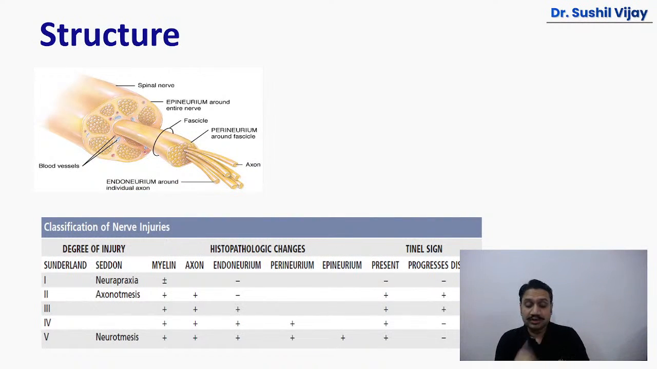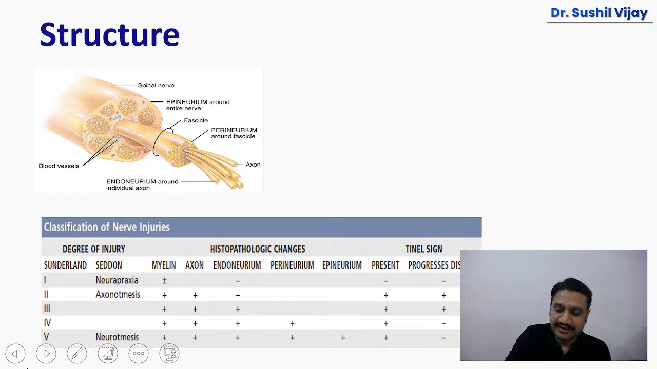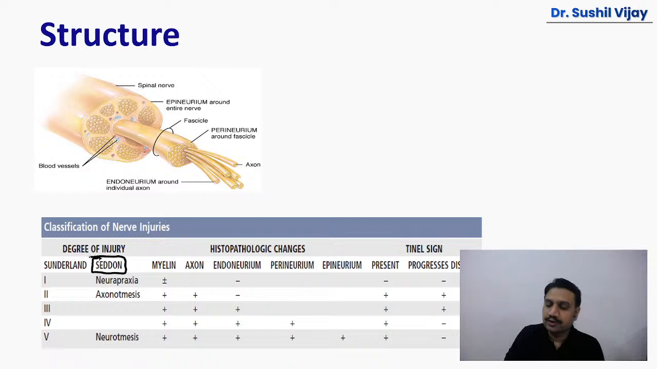Now, when you are coming onto the nerve, a very important question which has been asked in your previous year exams and has a potential of being asked again is the classification of the nerve injury. So please remember that we have got two types of classifications. One is what you call Seddon's classification, and the other one is what you call Sunderland classification, right?